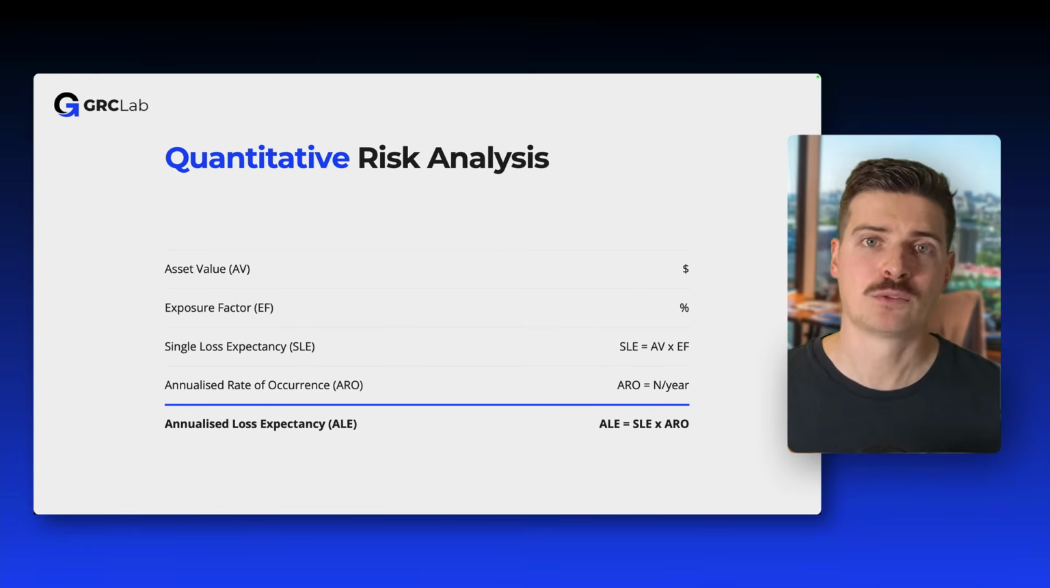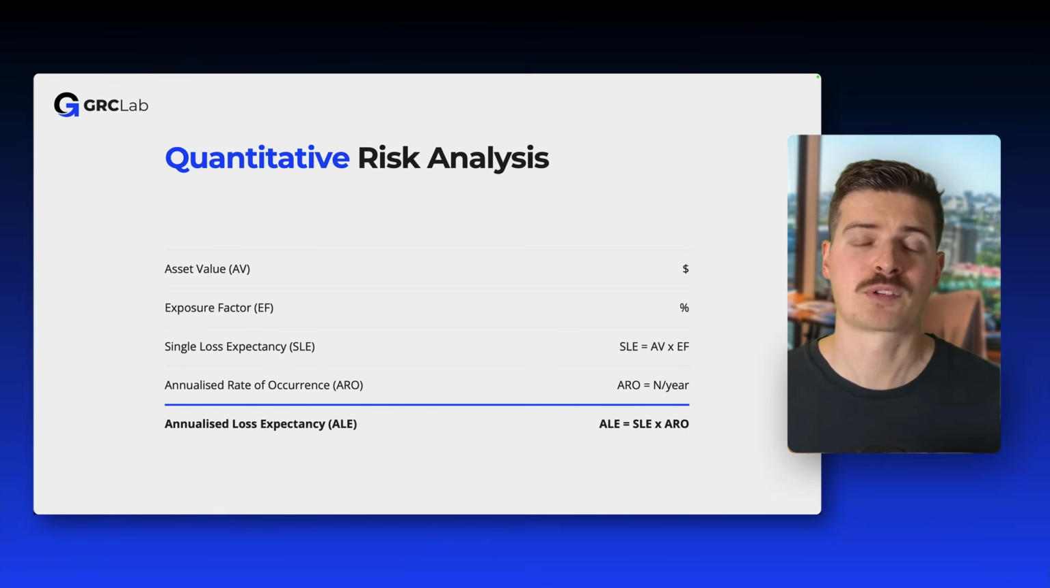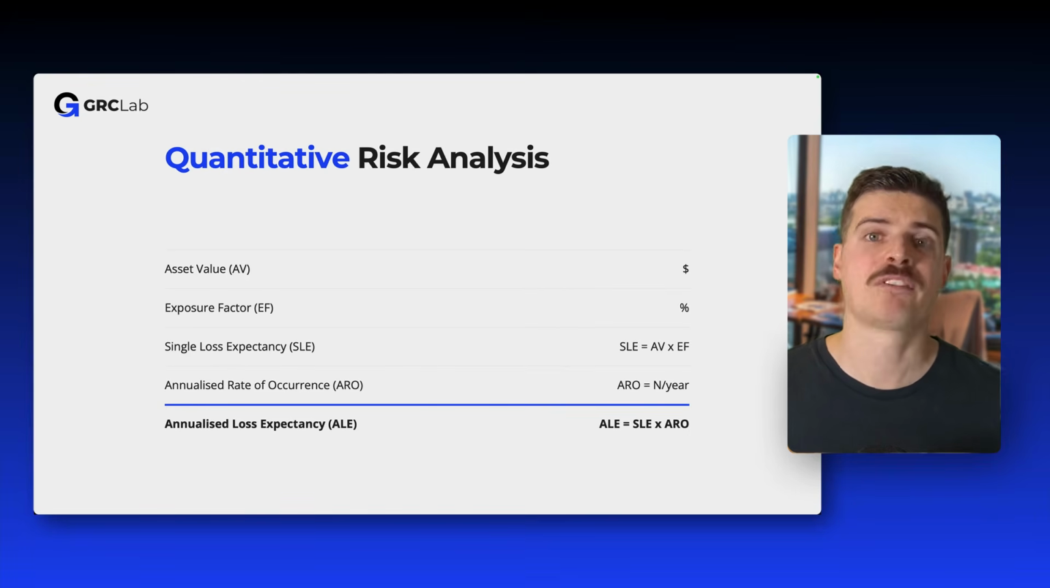Now, the asset value represents the replacement value for the asset. The exposure factor is the financial loss that results from the realization of a risk, expressed as a percentage. The single loss expectancy, the SLE, is calculated by multiplying the asset value with the exposure factor, representing the financial loss for each occurrence of the risk. Now, the annualized rate of occurrence describes the probability of the risk and is usually expressed as the number of times per year. Finally, the annualized loss expectancy is the single loss expectancy multiplied by the annualized rate of occurrence.